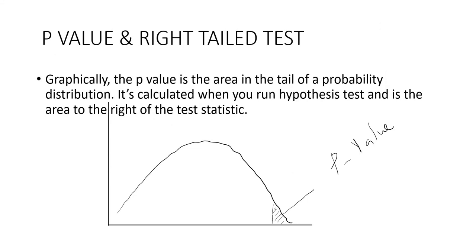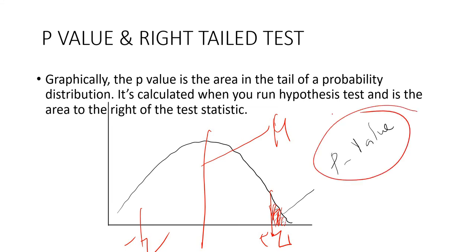This is the p-value and right tail test. This area is the p-value. This is the critical value, minus z. This is plus z, and this is minus z, and this is the mean mu value. So the area of the tail gives the p-value. Graphically, the p-value is the area in the tail of a probability distribution. The area of the right tail gives the p-value. It is calculated when you run a hypothesis test and is the area to the right of the test statistic. How do you get this critical point? Plus z value. Z is the z score.